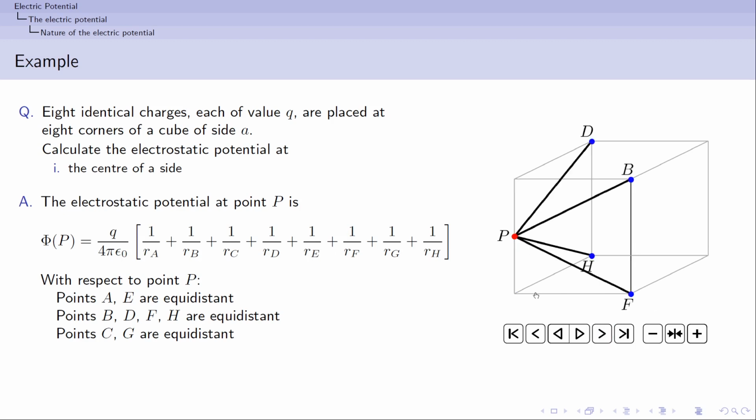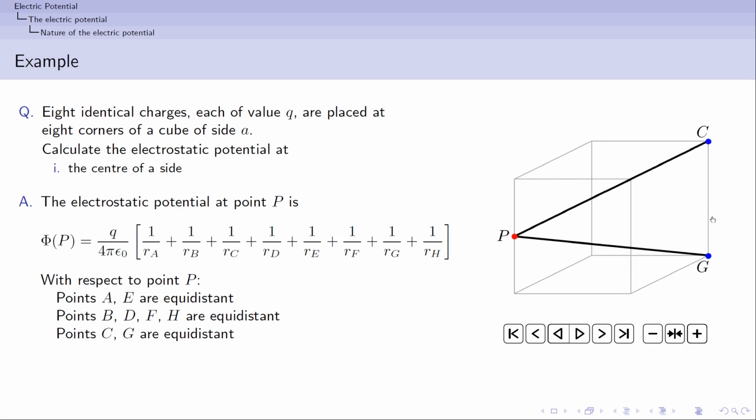Likewise, points B, D, F and H, these points are also equidistant. And finally, points C and G are also equidistant. So there are 8 points. Out of these 8 points, these 2 points are equidistant, and these 4 points are equidistant. So 2 plus 4 makes 6 points, and the last 2 more points, so 6 plus 2, 8 points. So that will take care of all the points that we have in this system.